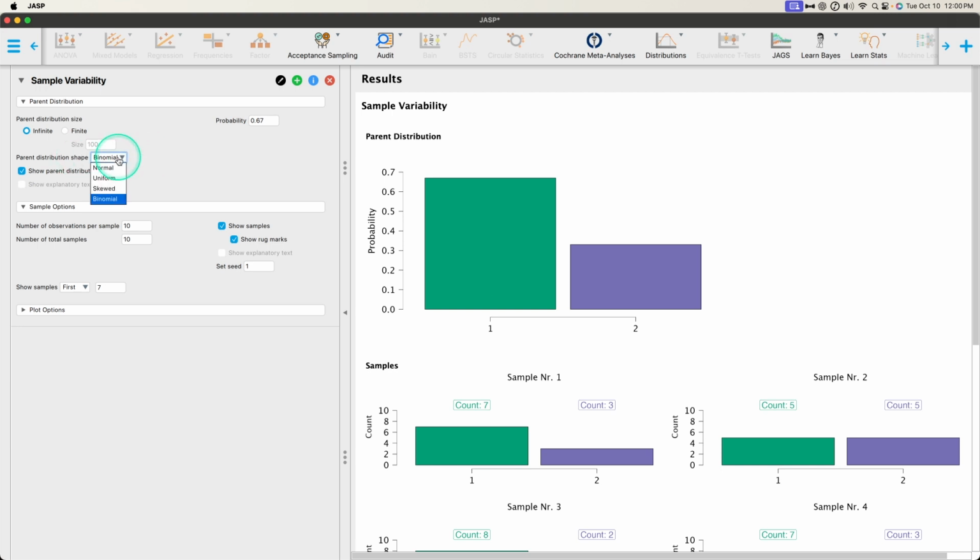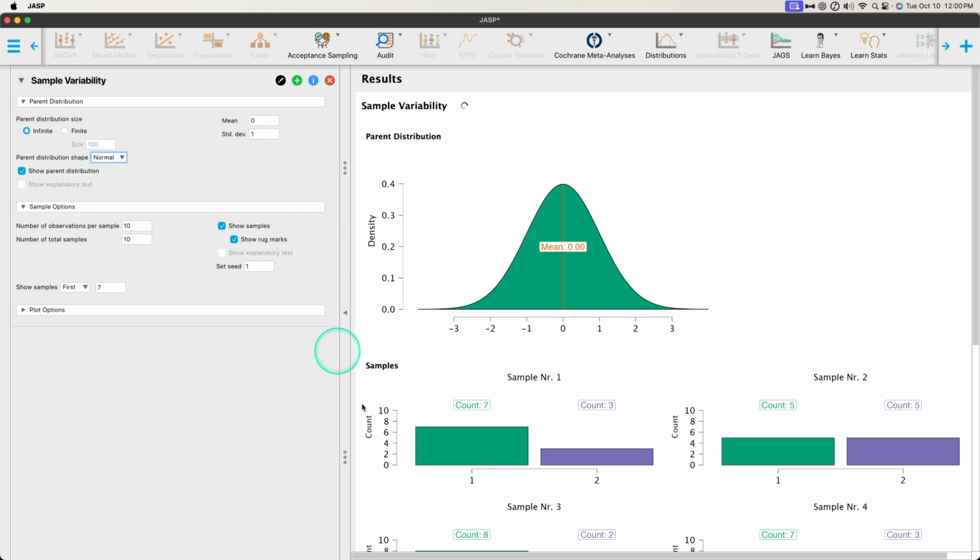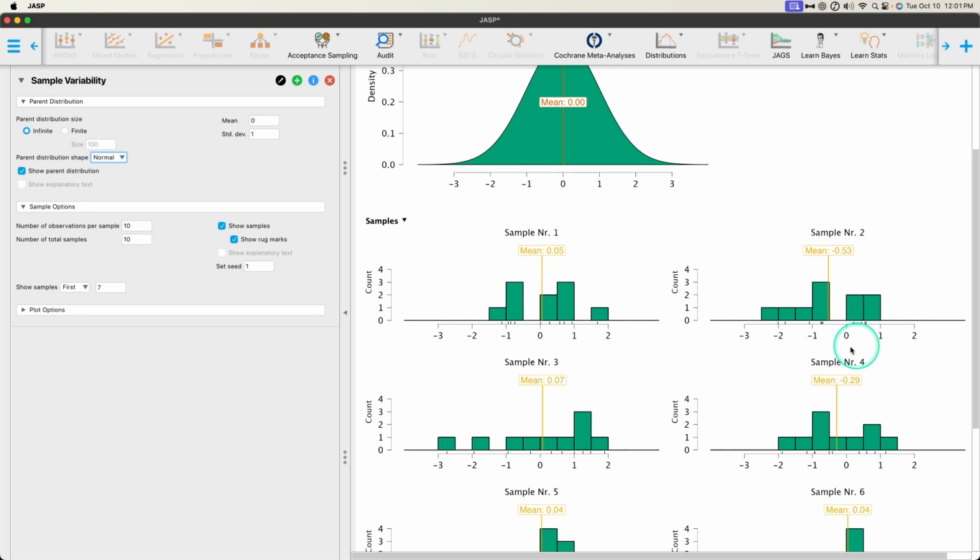All right, so let's talk about what happens with our normal distribution, shall we? Okay. So I'm going to get new samples here, right? It's going to be histograms. I've got my rug marks here. Show samples, show rug marks. Can't show explanatory text. This might be coming in a future update, so stay tuned. They might be working on the explanatory text, so it's grayed out right now, okay?